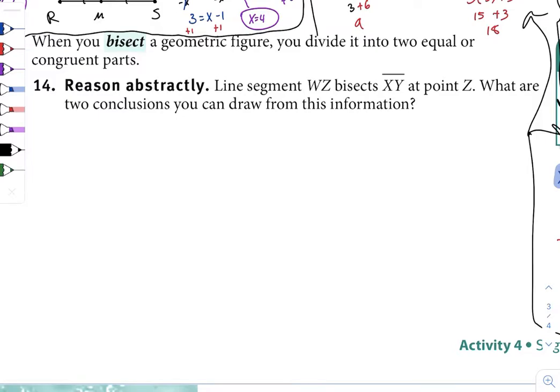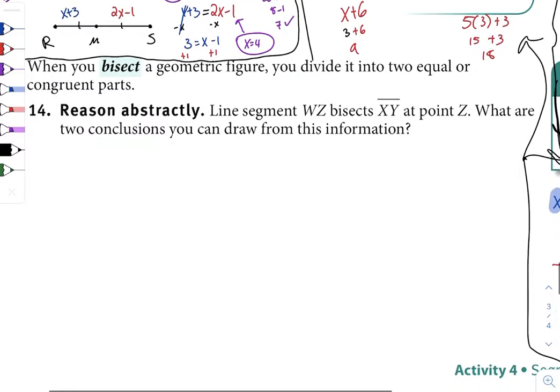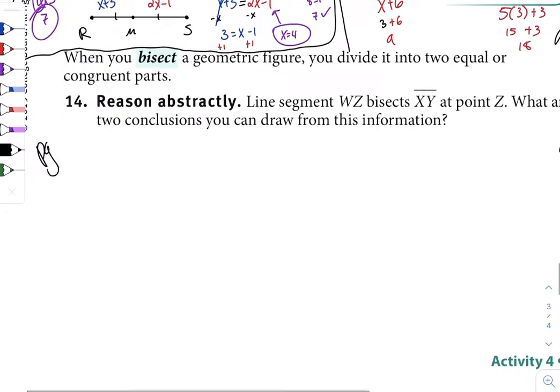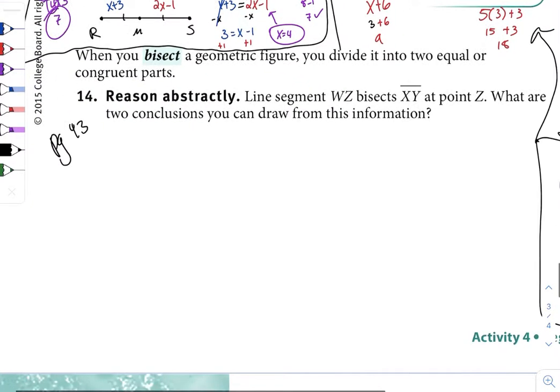Hello everyone and welcome to most likely the last video in segments and midpoints in 4-1. We are still on page 43. We're going to go ahead and look at number 14 here.